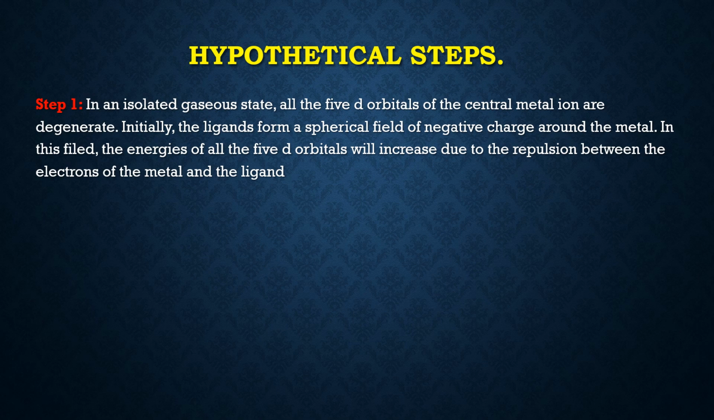Initially the ligands form a spherical field, a negative charge around the metal. In this field, the energies of all 5 d orbitals will increase due to the repulsion between the electrons of the metal and the ligand.